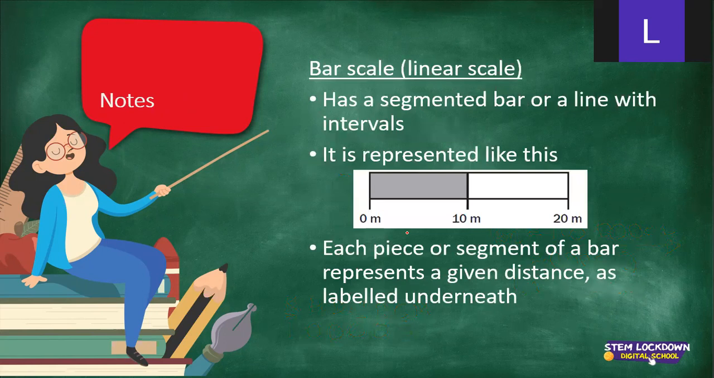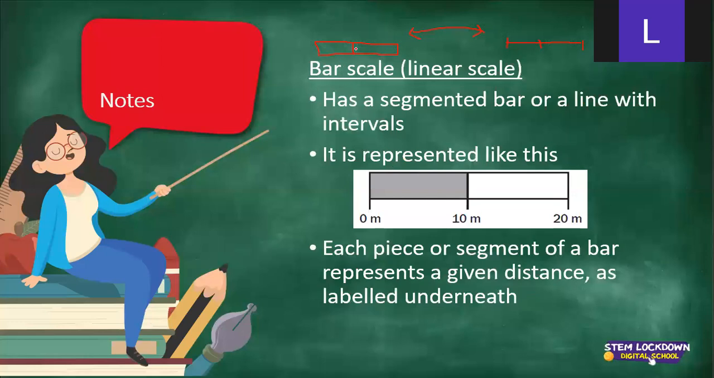Next one, let us look at bar scales, right? Bar scales are also called line scales or linear scales because they work in the very same way. When I say line scale, I mean something like this. Sometimes you're given something like this, basically a line. When I say a bar, you're given the actual bar. Think of a bar of chocolate or something along those lines. So obviously they work the same way. In your exam, you can be given a line scale or bar scale, same thing. Basically a bar has segmented bars, a line has intervals, as you can see there.